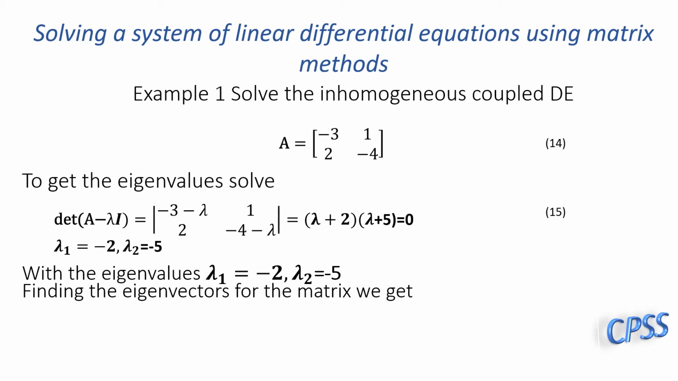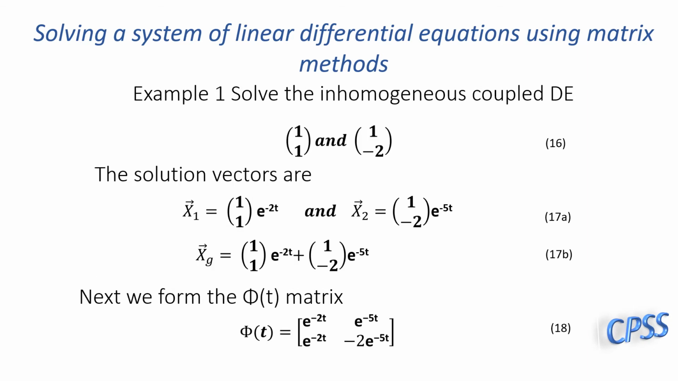Now, using those eigenvalues, you can get the eigenvectors. And the eigenvectors in this case are 1, 1 and 1, -2. But your solution vector is structured in the fact that in these types of equations, it's the column vector times the exponential of the eigenvalue. So you see that in equation 17a, and you see the total solution, which is in 17b.